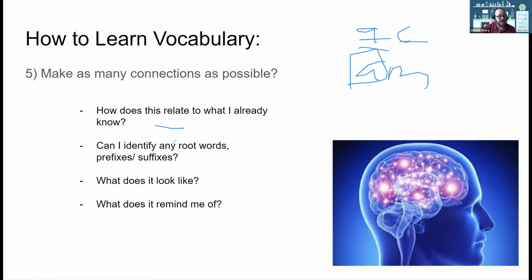Can I identify any root words? Are there any parts of it that I already know? What does it look like? AC kind of looks like AM, so A meaning before. What does it remind me of? Any of those connections. And the fun one about reminding is it may not even be anything related to the meaning of the word, but if it just reminds you of something else, that is just enough of a trigger to help you remember it and put it in your long-term memory. Because let's take a test.